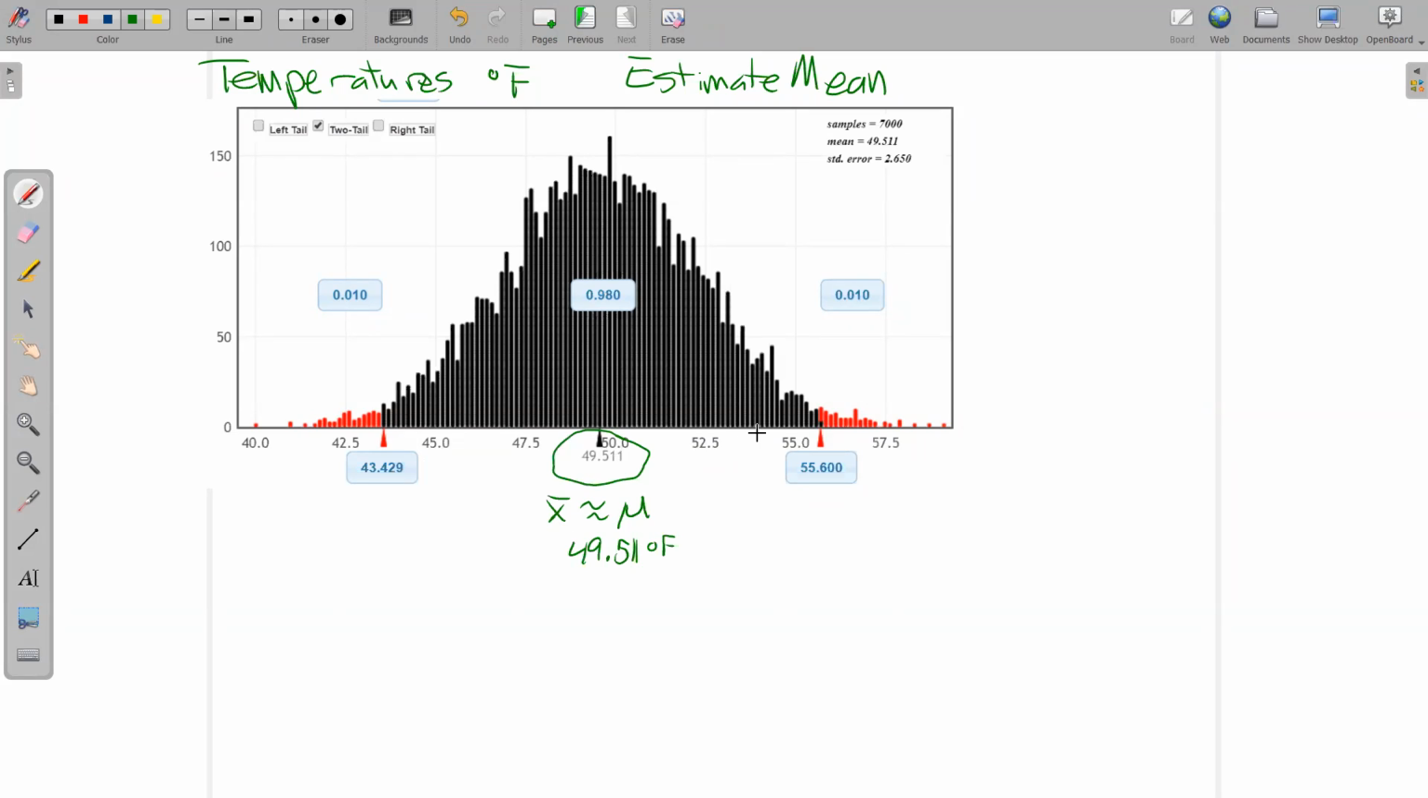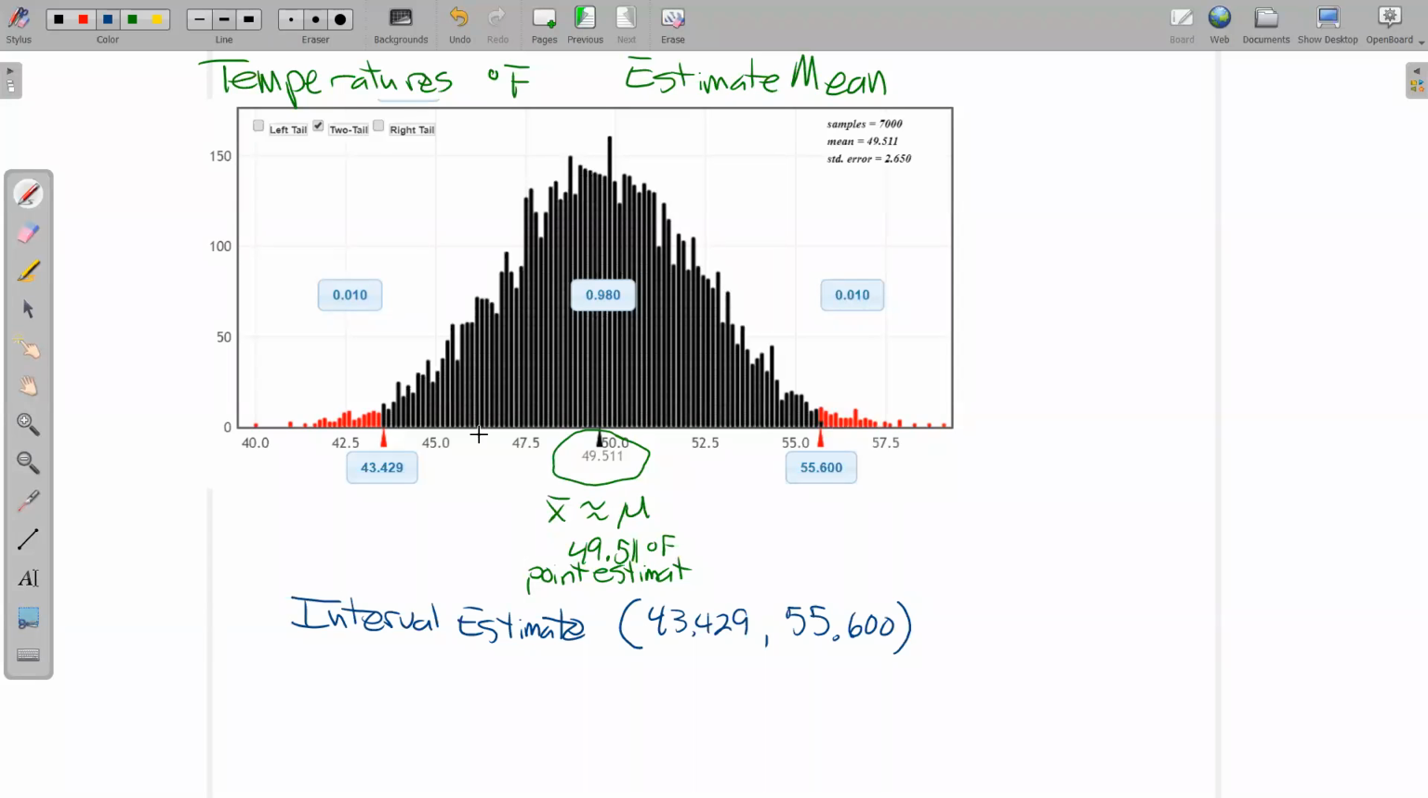It could be any number in here, and actually it could be outside. I'm never 100% sure. So this again is a point estimate right here. Some review of terminology. We also can make an interval estimate. Our interval estimate is going to be a low of 43.429 and a high of 55.600. So we're 98% confident that the average temperature of this scenario is somewhere between 43 degrees and 56-ish degrees.